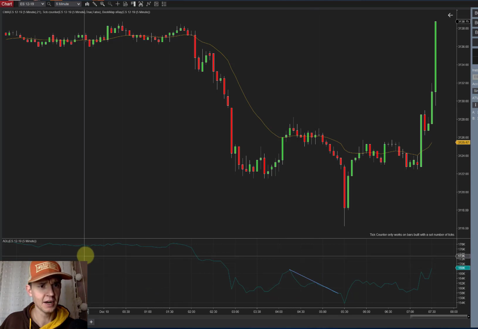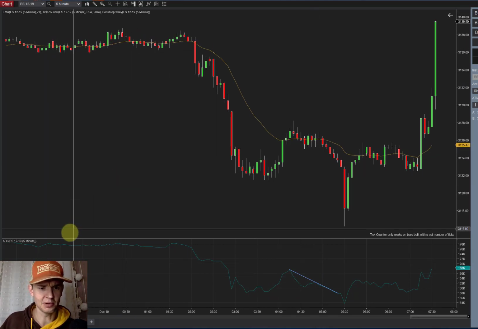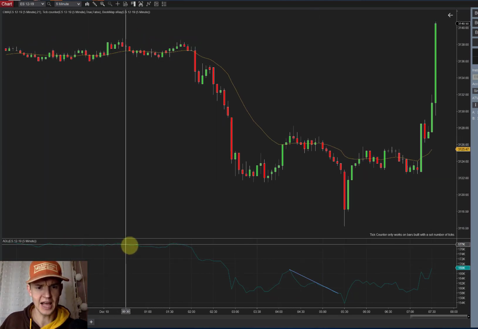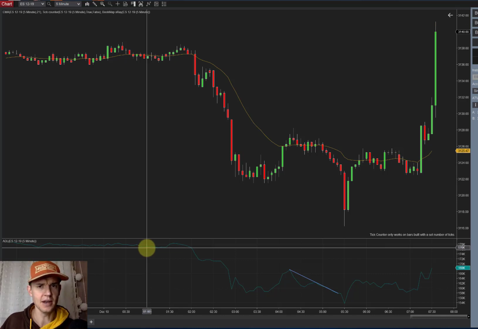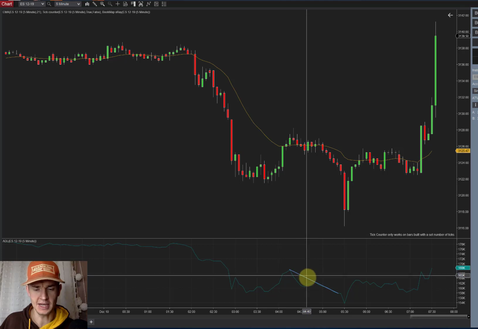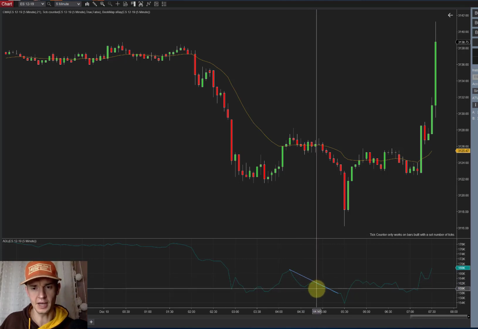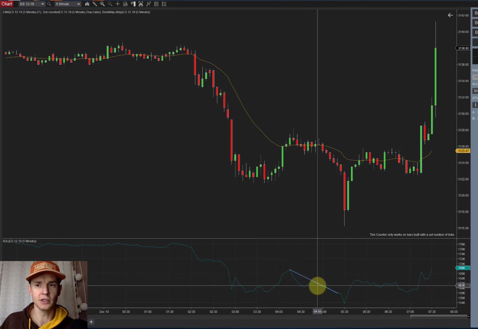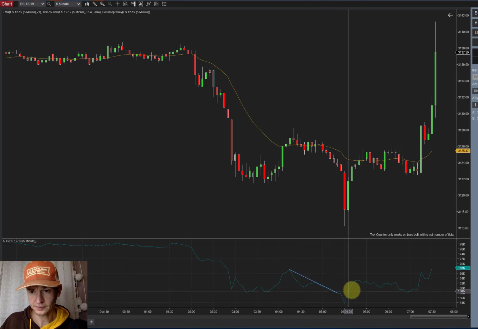Because remember back here, we had this sideways movement and the ADL was flat across, right? Nothing. But over here, price is kind of flat going across, but the ADL is dropping, okay? So these are the main areas where the strategy of the ADL would come into play.